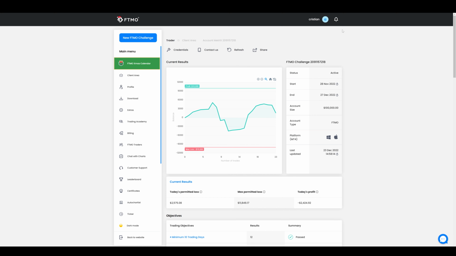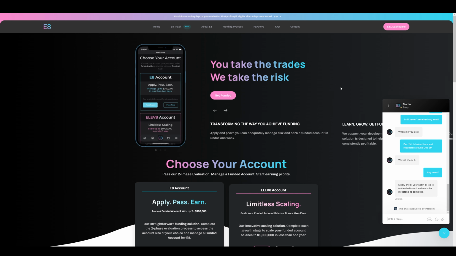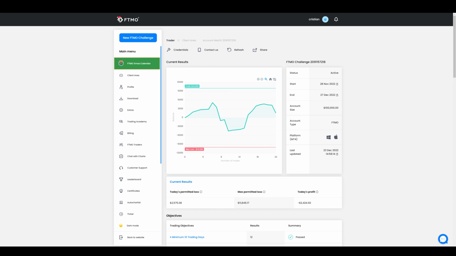If you use, for instance, FTMO, or if you use EA funding, you will be able to get a funded account with a bunch of money. It could be 50,000, 100,000, 200,000, 300,000. It's really up to you which one you want to get. But let's go ahead and assume a $100,000 account, because it's the most common one.